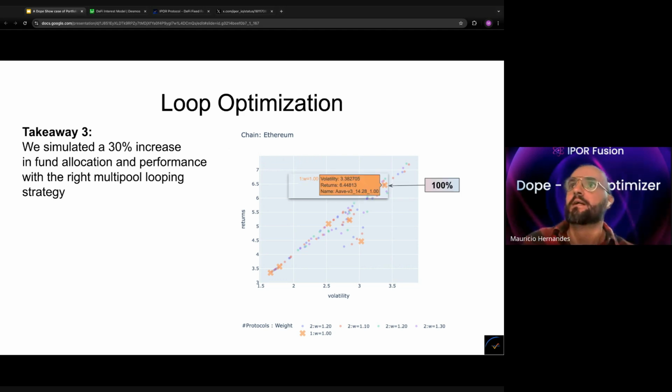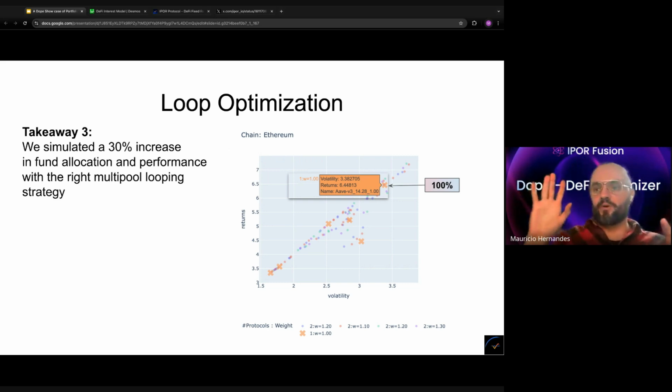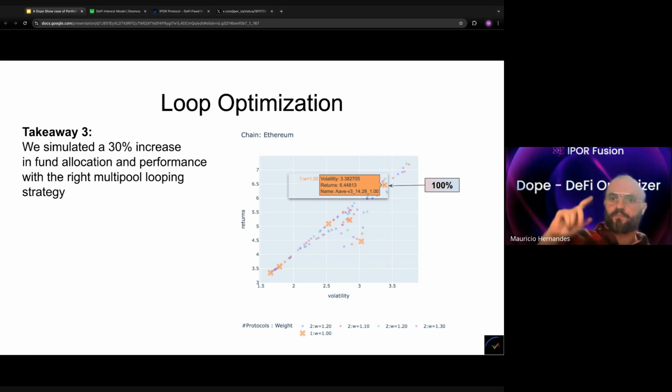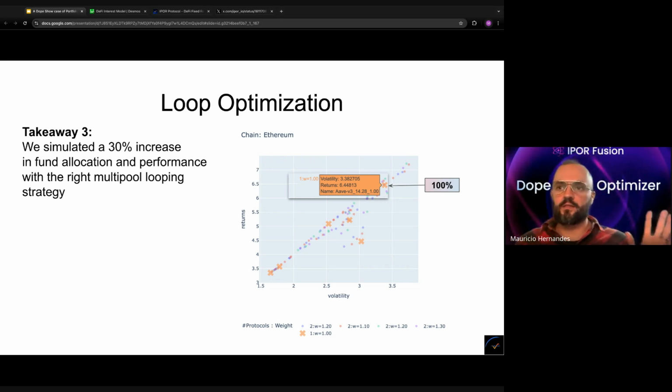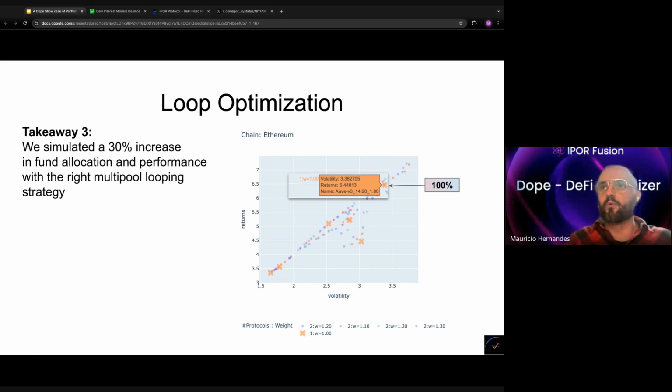For example, imagine that you start here. We did this with roughly $10 million as for market impact. So imagine that you start here, you have $10 million, and you put everything on Aave V3 for USDC, staked Ethereum looping. And that's fine, right? That's pretty decent returns. That's the highest you can get with choosing only one pool as your strategy.